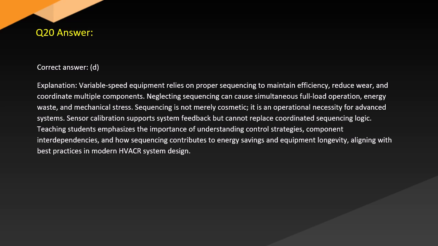Answer. Correct answer, D. Explanation. Variable speed equipment relies on proper sequencing to maintain efficiency, reduce wear, and coordinate multiple components. Neglecting sequencing can cause simultaneous full-load operation, energy waste, and mechanical stress. Sequencing is not merely cosmetic. It is an operational necessity for advanced systems.